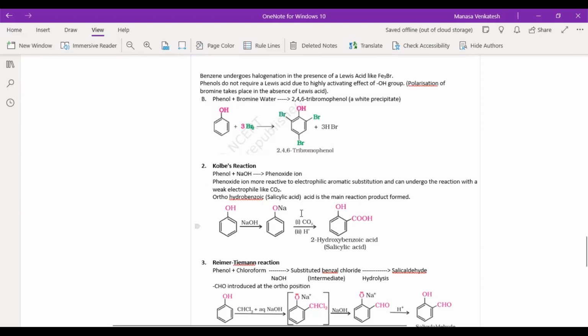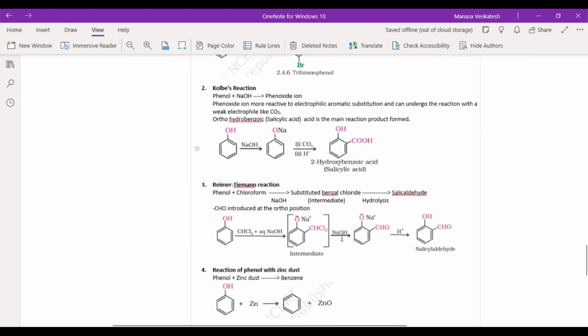And this gives us ortho-hydroxybenzoic acid, that is salicylic acid. So here, if you notice, sodium phenoxide is more reactive, and because of that, it is able to react with a weak electrophile to lead to formation of salicylic acid. Next is the Reimer-Tiemann reaction.